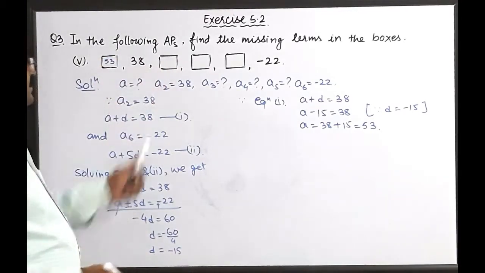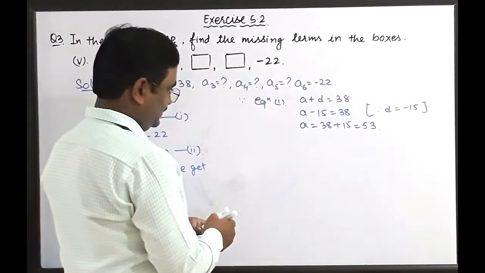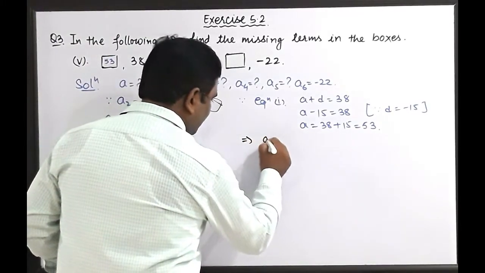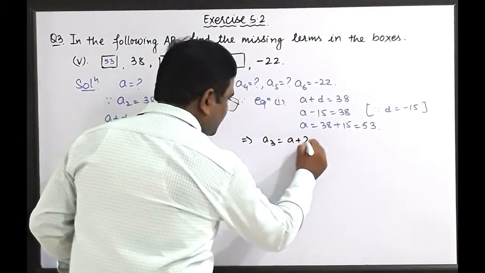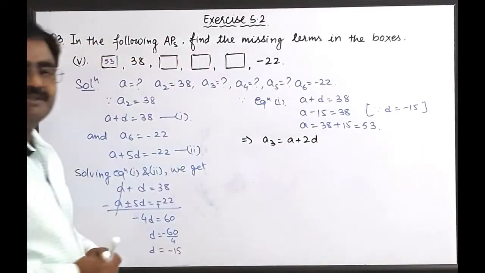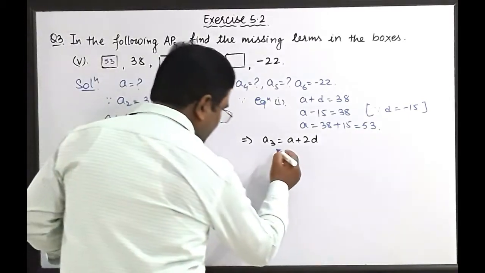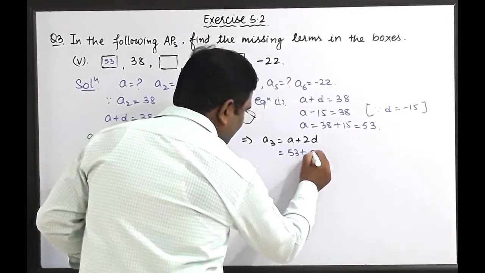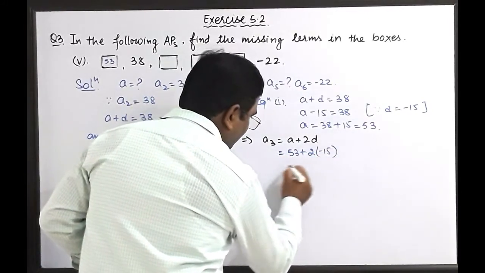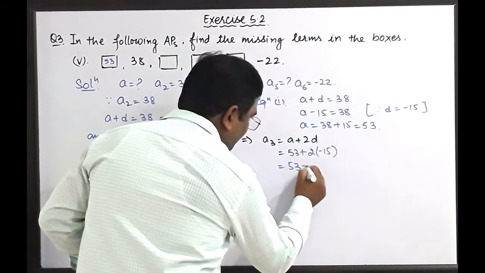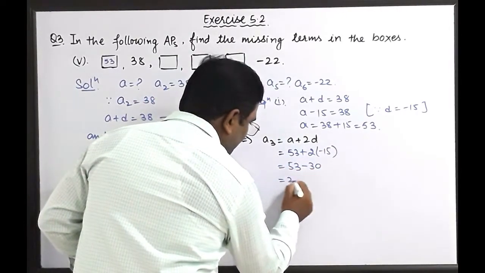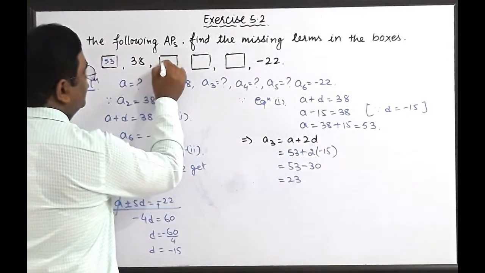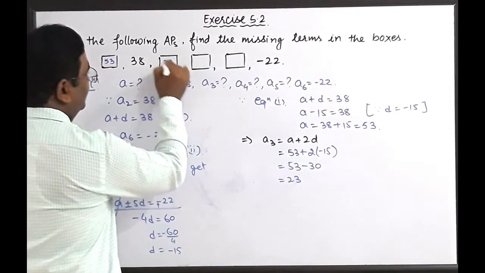अभी हमें थर्ड टर्म फाइंड करना है, A3. So A3 is equal to A plus 2D. वैल्यू सब्स्टिट्यूट करते हैं और A3 की वैल्यू फाइंड करते हैं. A is 53 plus 2 into D, which is minus 15. 53 minus 30, which is 23. Means the third term is 23.